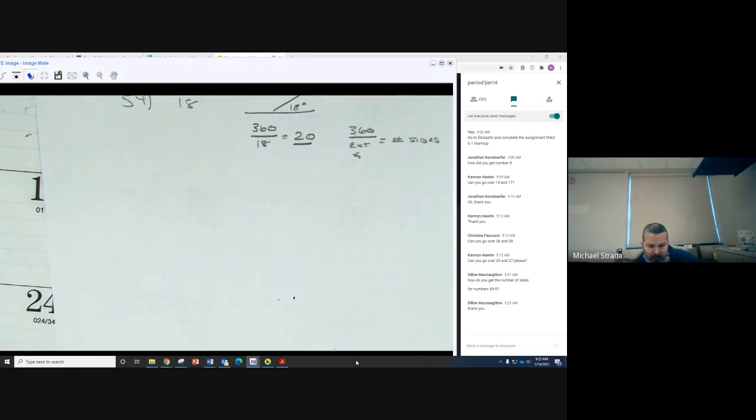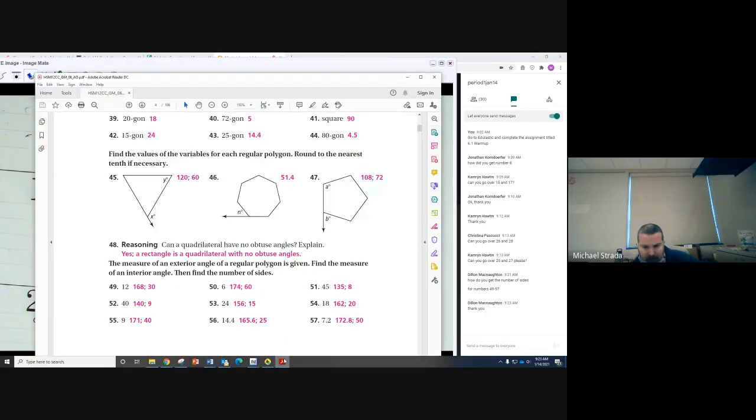So 360 divided by the exterior angle measure is the easiest way to figure out the number of sides. So like 51, 360 divided by 45 would be 8. It's an octagon. 53, 360 divided by 24 is 15. It's 15 sides. The angle itself can be a decimal, all right? But the number of sides has to be an integer. If you divide by the number and you get a decimal, then something went wrong somewhere along the way. No problem, though. All right, everybody else good?